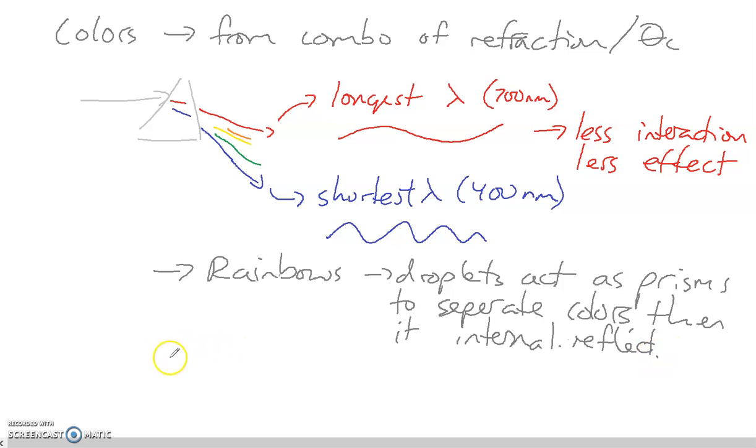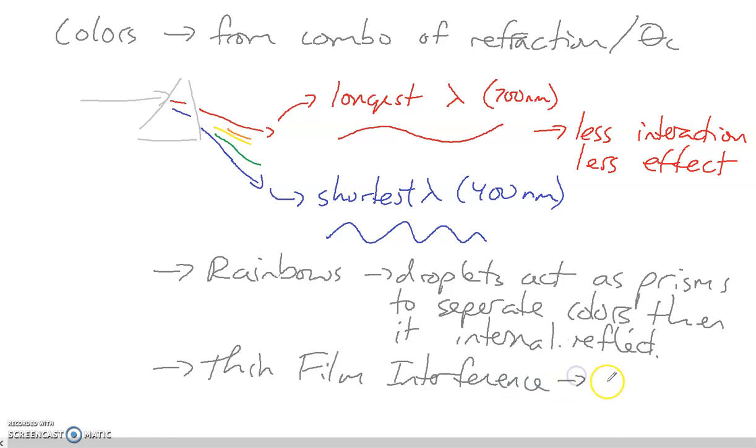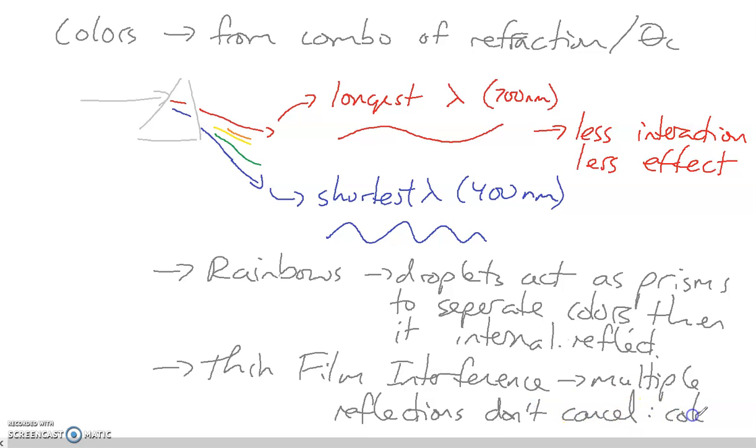We can also get colors from what's called thin film interference. This is when we have things like oils and that kind of stuff. We have these multiple reflections, and they don't actually cancel, so you get individual colors coming out. It's kind of neat, especially with soap bubbles when the sun hits them, or oil droplets on water in the streets.